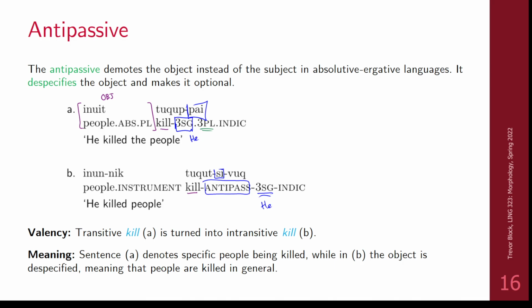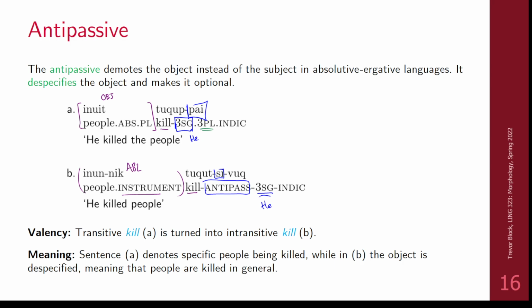So what happened to the object? What happened to the old object? Well, it's still here, but you see it no longer has absolutive case. It is now an instrument. It is now an adjunct. It is now optional. So we can say that this gets ablative case, a type of semantic assignment to it. So the old object has become optional.